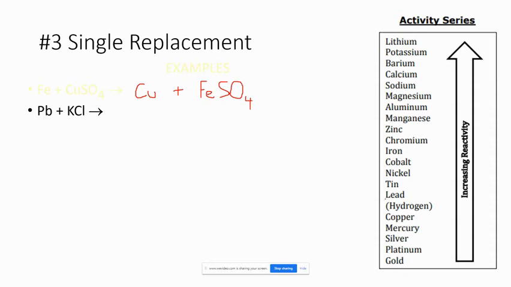So K, that's potassium. Is lead higher than potassium on the list? No, lead is lower. So this is no reaction. Look at that. That's some serious drawing with a mouse skills.